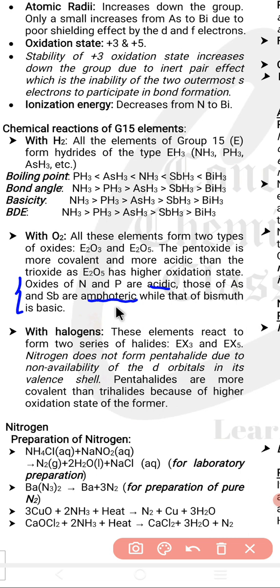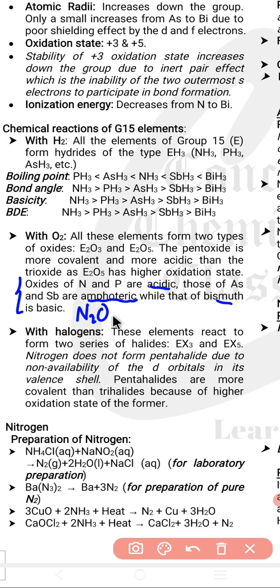Amphoteric is that property of elements or of compounds which can show both acidic as well as basic character, or you can say which can react with both acid as well as base. And the oxides of bismuth are basic in nature. Okay, in oxides of nitrogen, let me mention one important point.